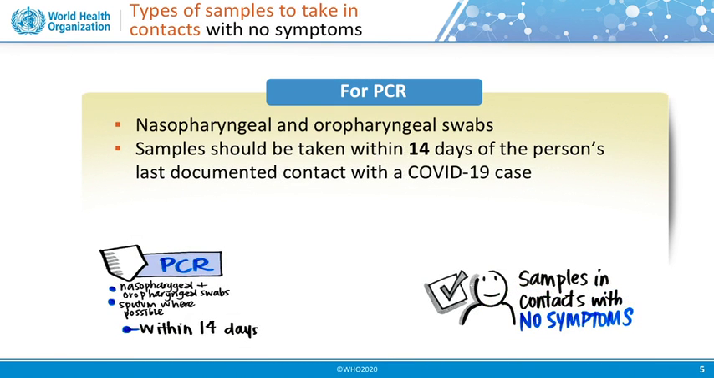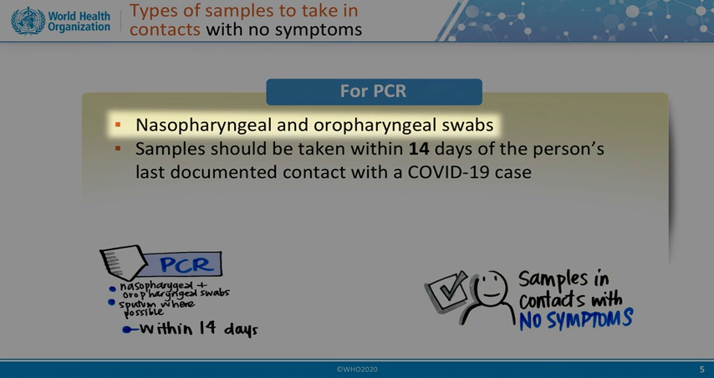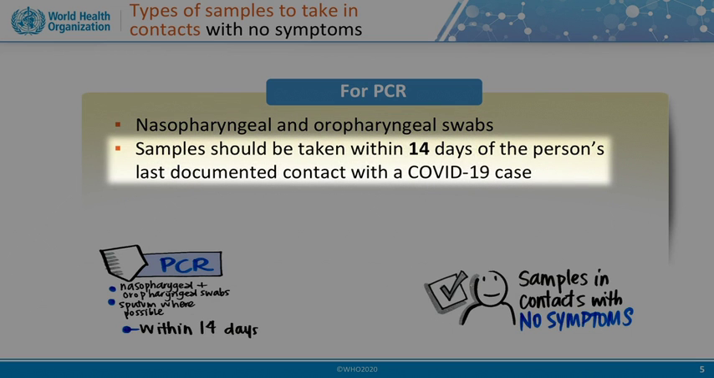We also might want to be testing people who have no symptoms. These might be people who have come into close contact with a confirmed case of COVID-19. So even though they don't have symptoms, we would want to look at nasopharyngeal and oropharyngeal swabs. But we'd have to make sure that these swabs are taken from the patient within 14 days of this person's last close contact with a COVID-19 case.